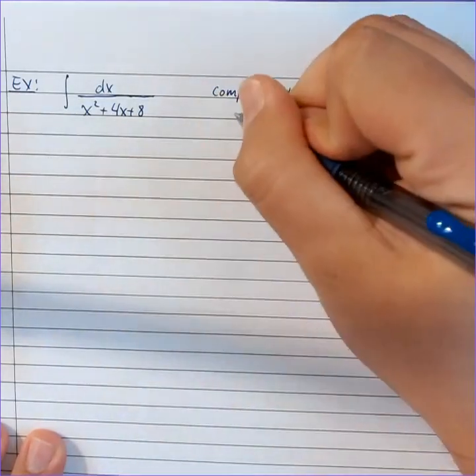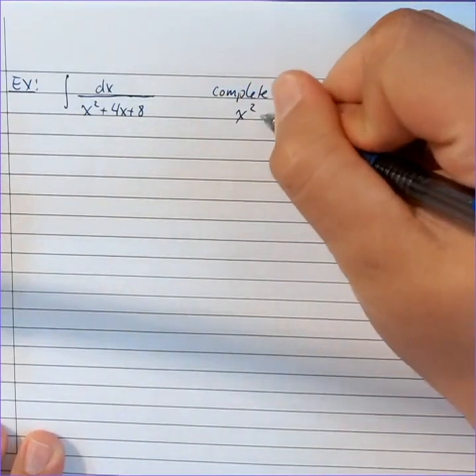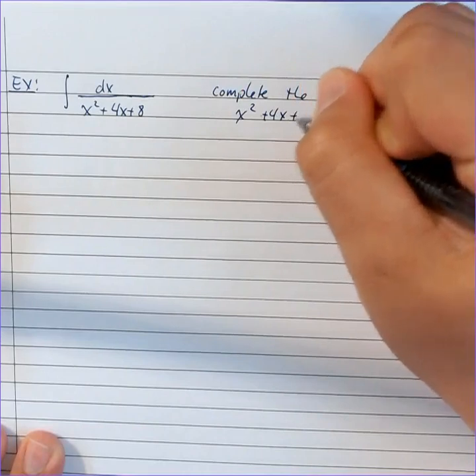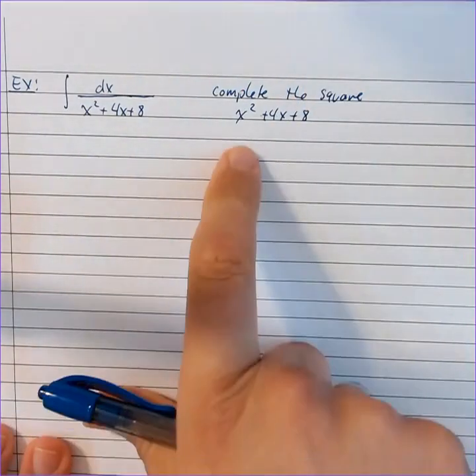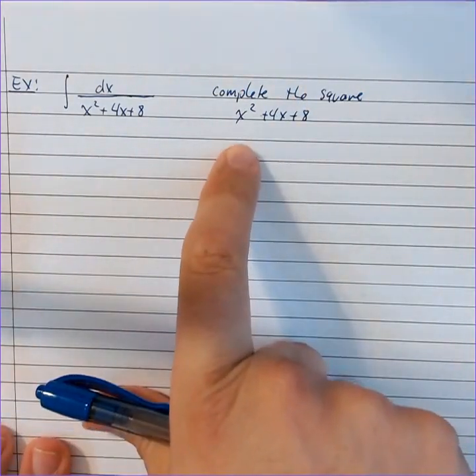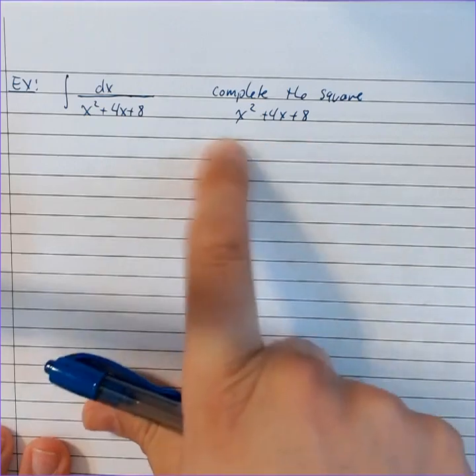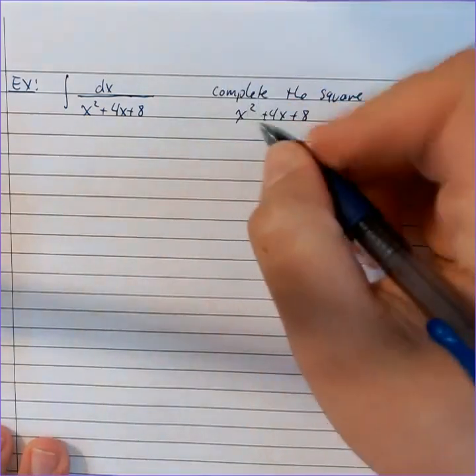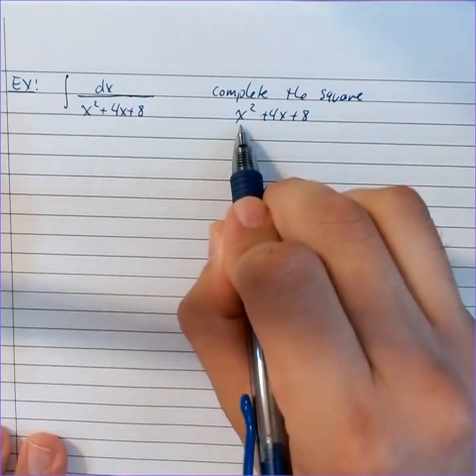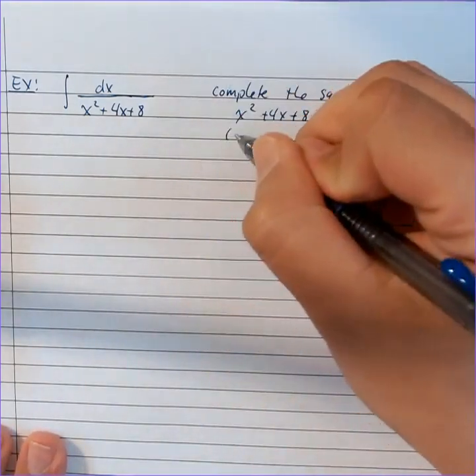So we're going to take this denominator, and instead of having it as x squared plus 4x plus 8, we're going to rewrite it so that it is a constant squared plus a variable squared. Completing the square works like this. We're going to take the first two terms and we're going to bunch them together.